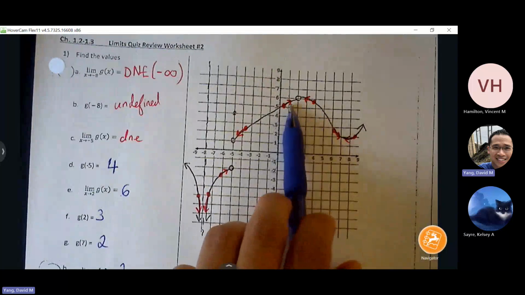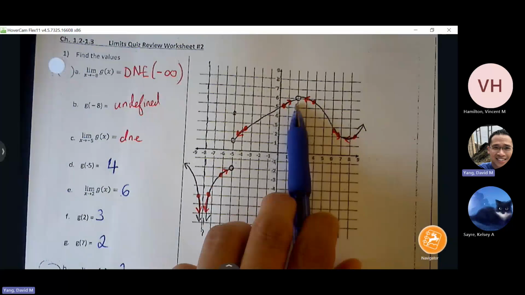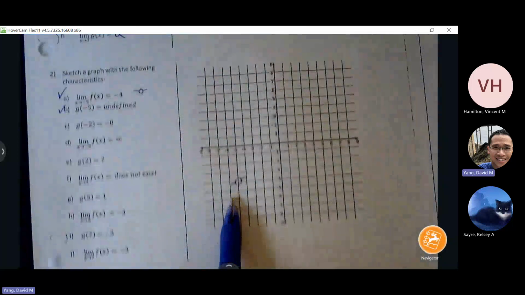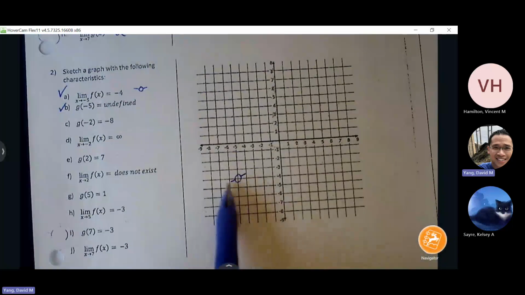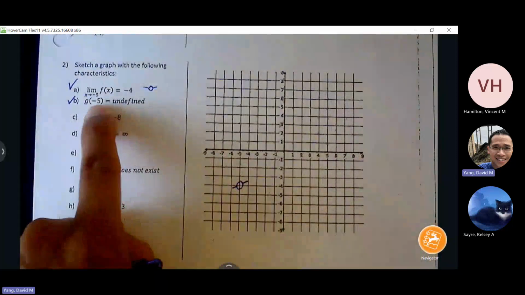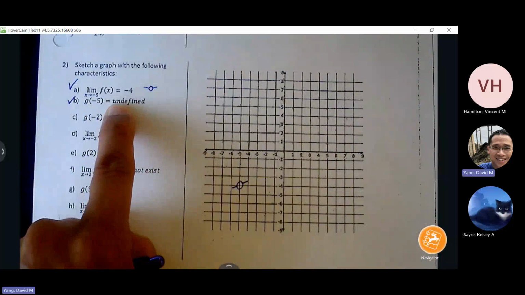The limit is still defined as long as the arrows are headed towards that value. So this limit does exist because if I pick points on either side, the arrows are going to lead me to that y value. But the point is undefined, which is what we want because it says g of -5 is undefined. Just when I ask for a point, not a limit.